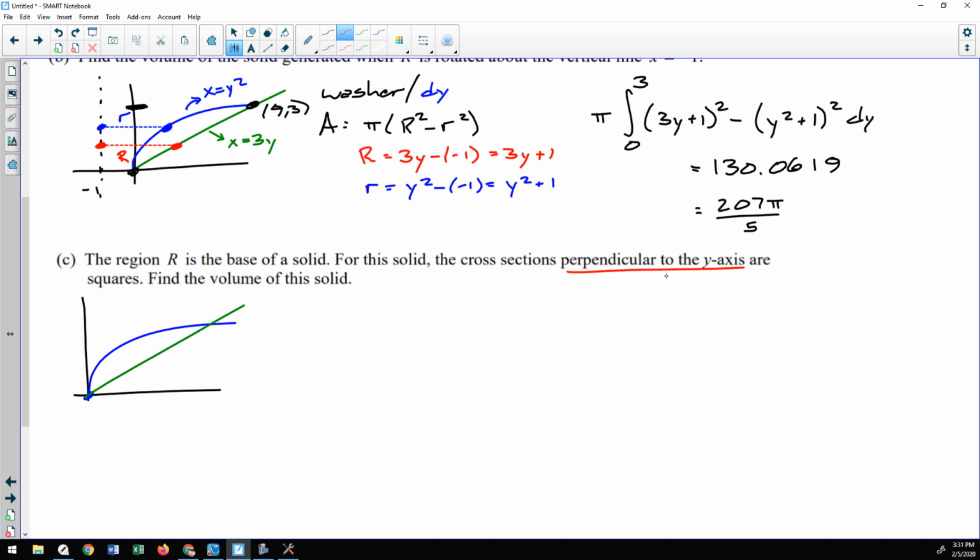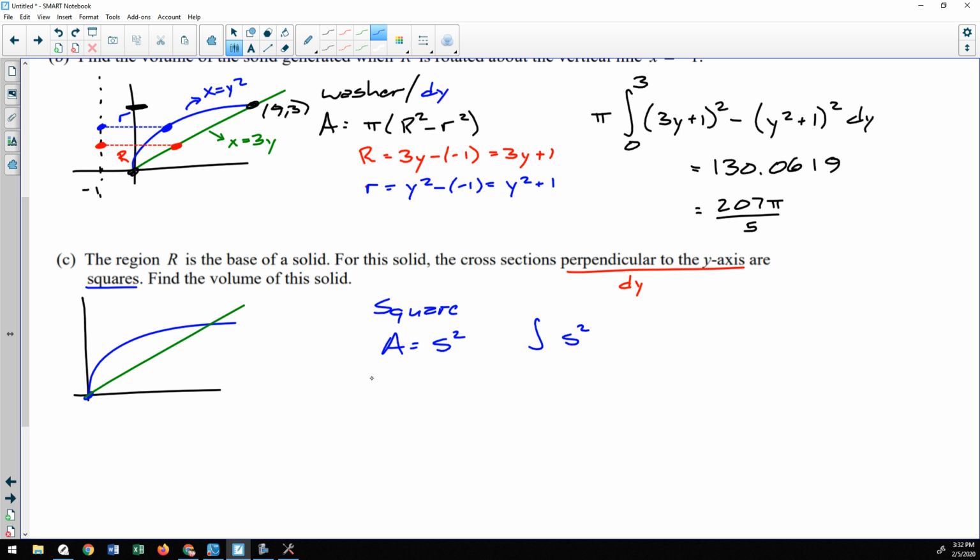First, we're cutting perpendicular to the y-axis, which automatically tells you it's a dy problem. And then they tell you the shape that we're dealing with. It's a square, because when I'm accumulating the volume through cross-sections, you're basically doing the antiderivative of the area of a cross-section. So we'll ultimately do the antiderivative of side length squared.